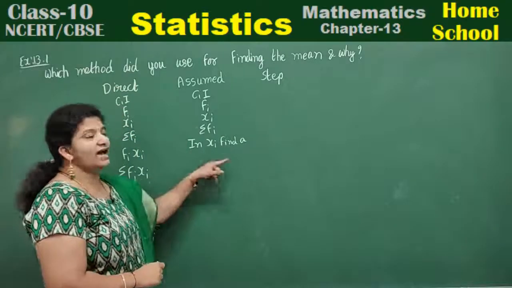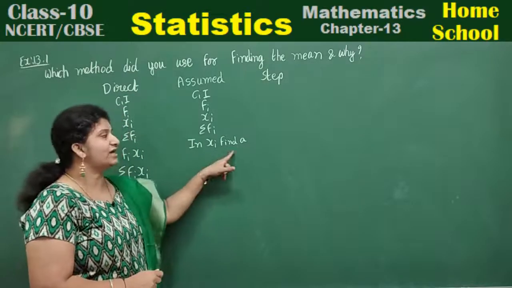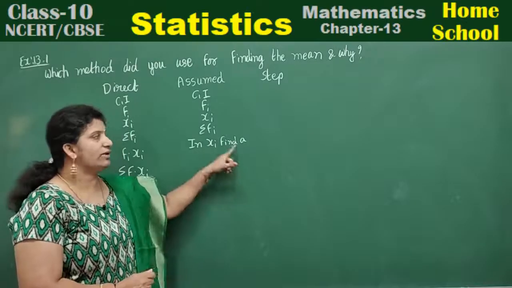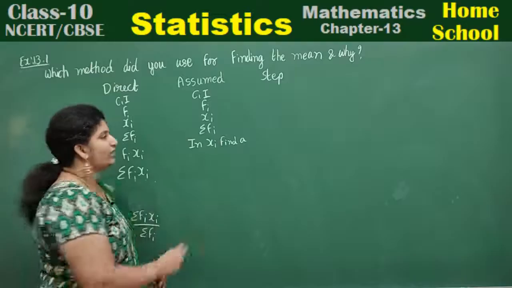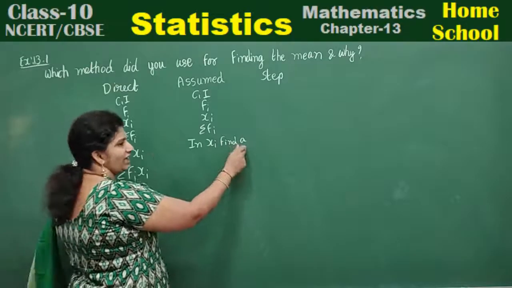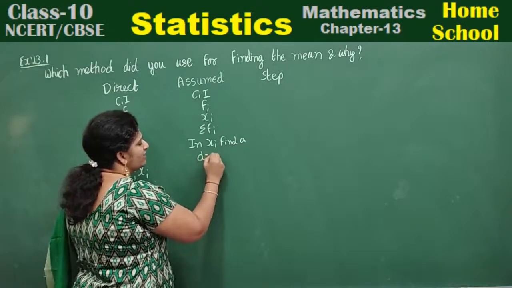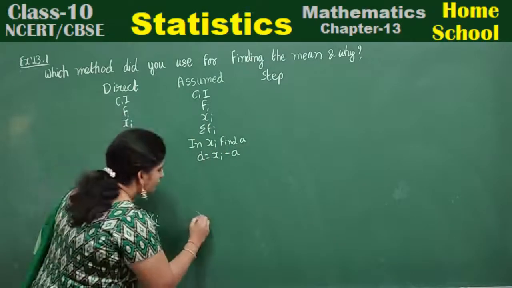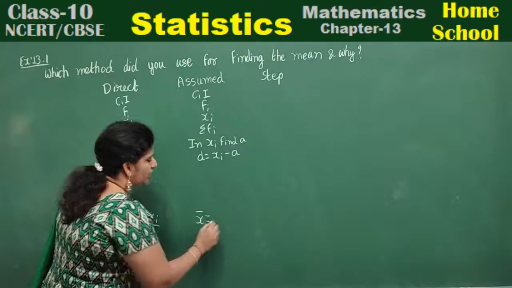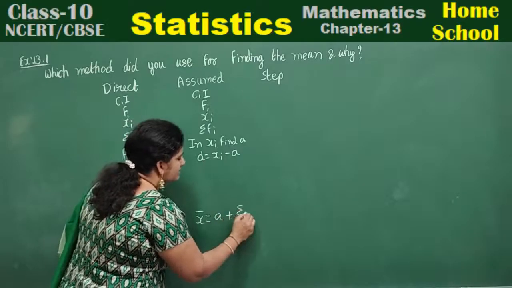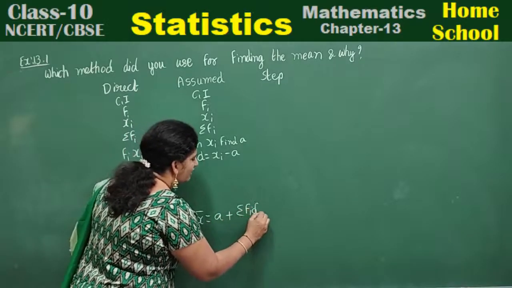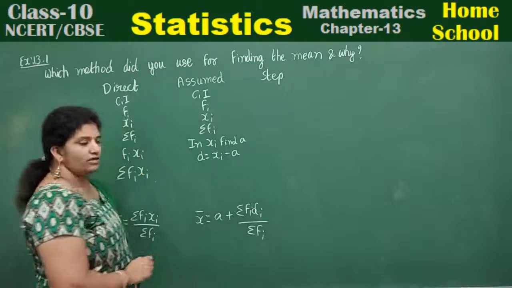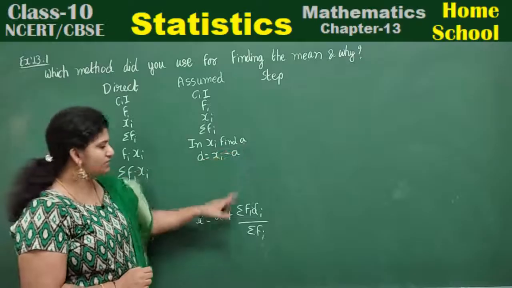In the xi column, find the assumed value. You need to find one assumed value, A. After finding A, find the deviation xi minus A. What's the formula? X bar is equal to A plus summation fi di by summation fi. A we got.